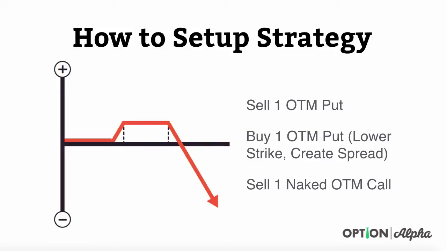The first thing that we're going to do is sell an out of the money put and then buy one out of the money put at a lower strike. And that creates a credit put spread below the market. So you're basically just doing a credit put spread below the market at a very high probability of success. The next thing that we're going to do is go above the market on the call side and sell one naked out of the money call option.